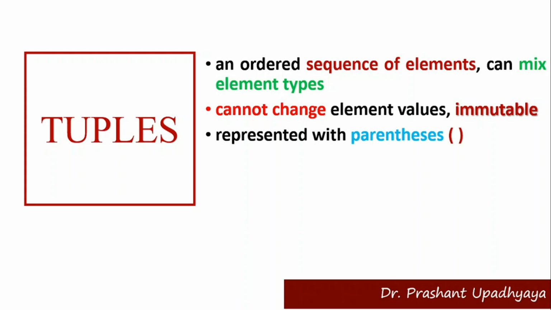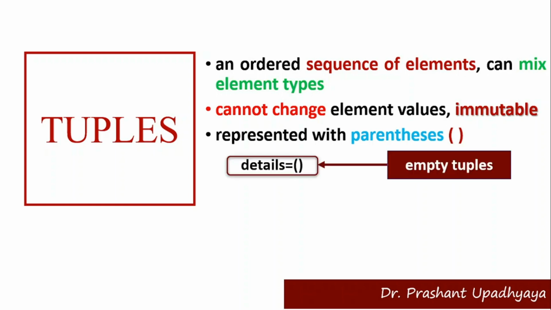However, one main property of tuples is that they cannot change the element's value. That means once we have defined a tuple, we cannot use the append function on it. The functions which we have seen in the list cannot be used on tuples. Therefore, tuples are known as immutable. Tuples are represented by parentheses. For example, if I take details as my tuple, right now I have created this tuple with parentheses, and this is my empty tuple.